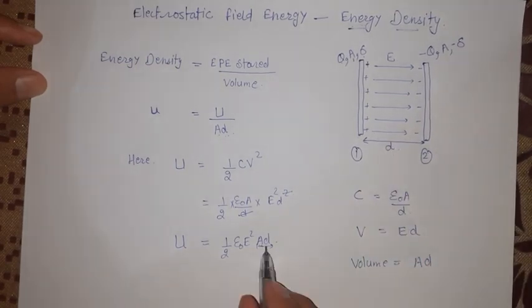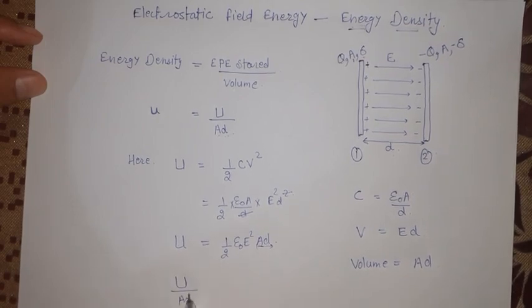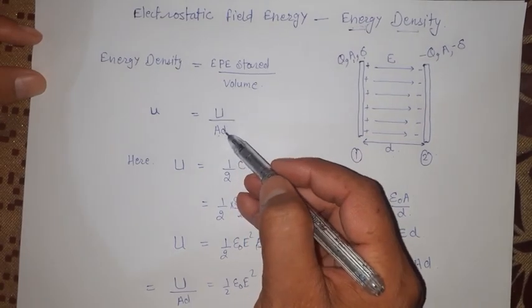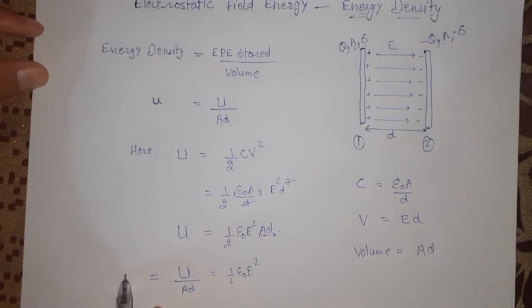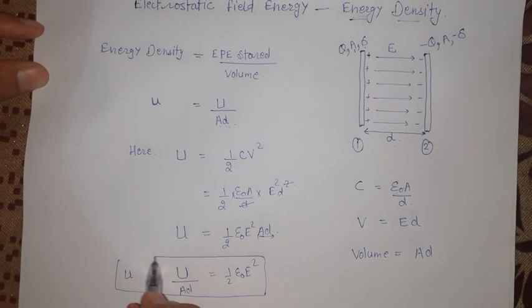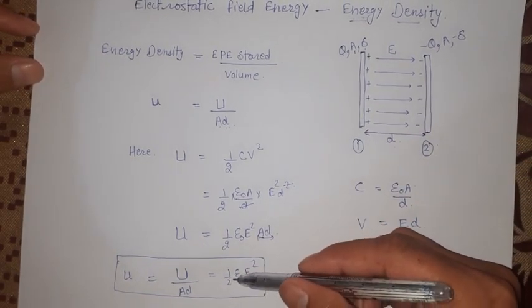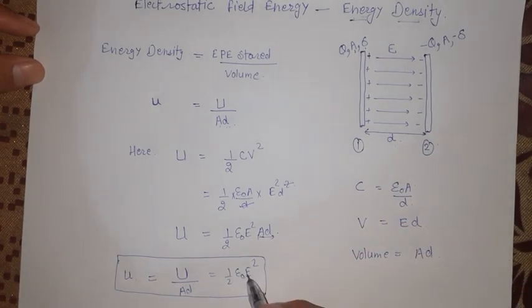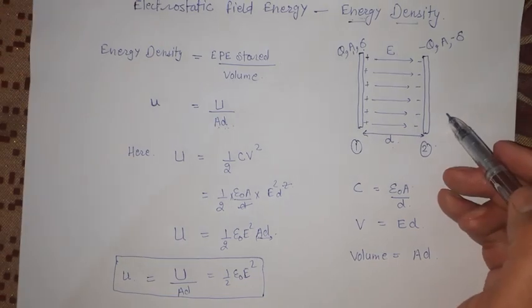If I take this AD to the left side, U by AD is equal to 1 by 2 epsilon naught E square. This potential energy stored in unit volume we call energy density. So this is energy density: the energy density in unit volume is equal to 1 by 2 epsilon naught E square, where E is the electric field between the two plates.